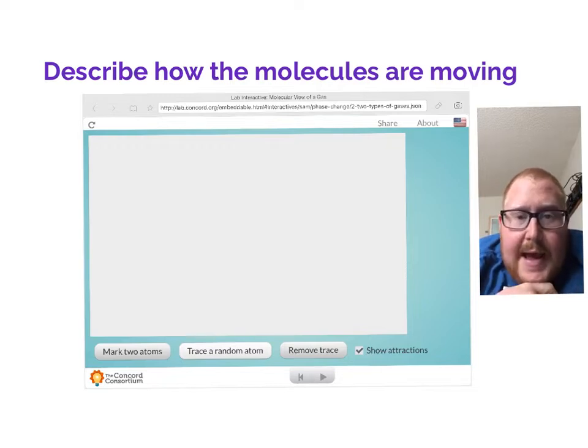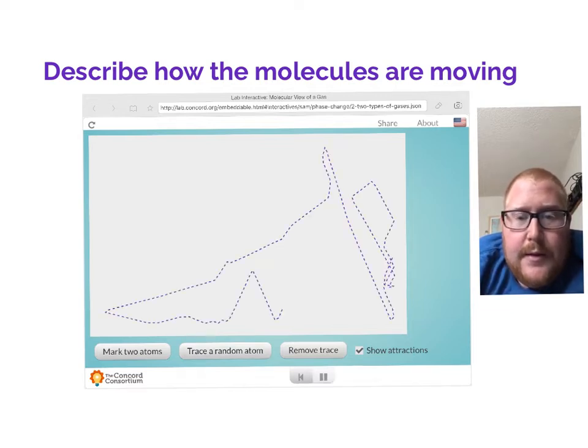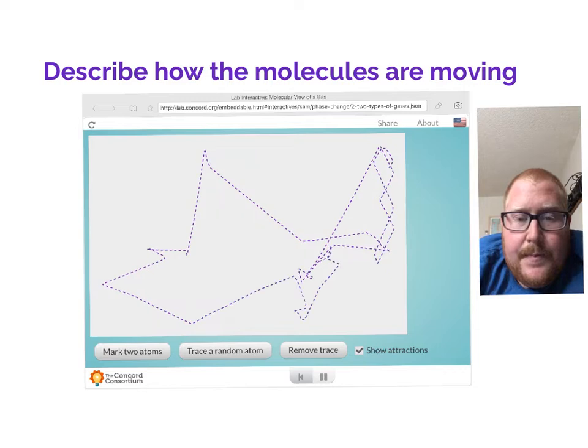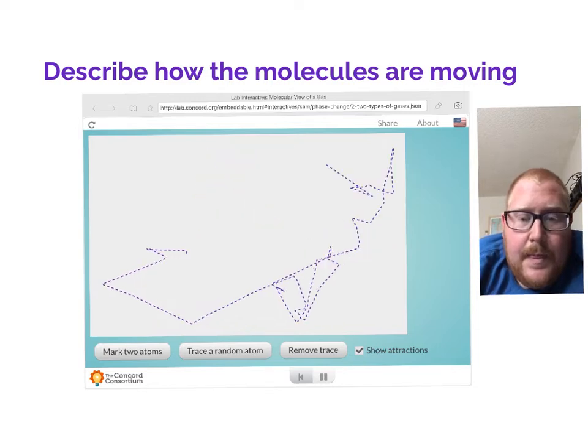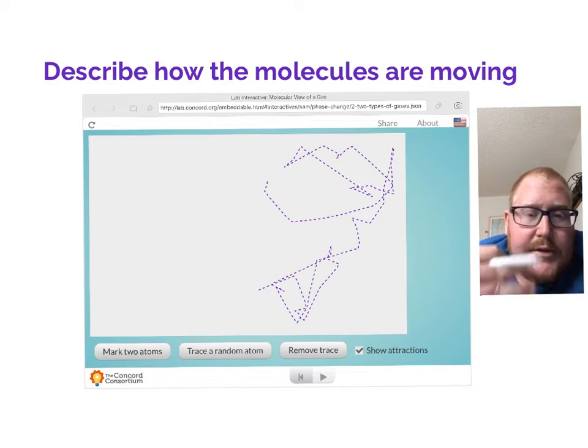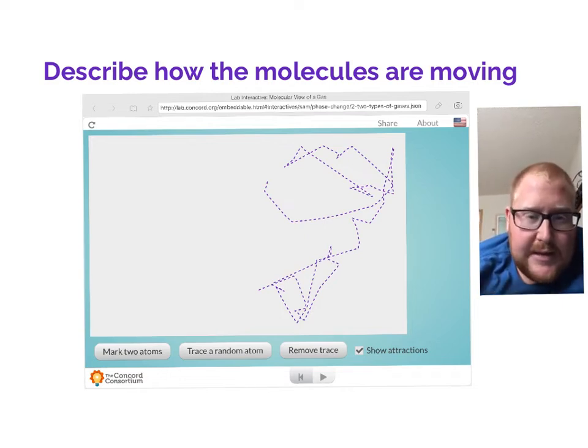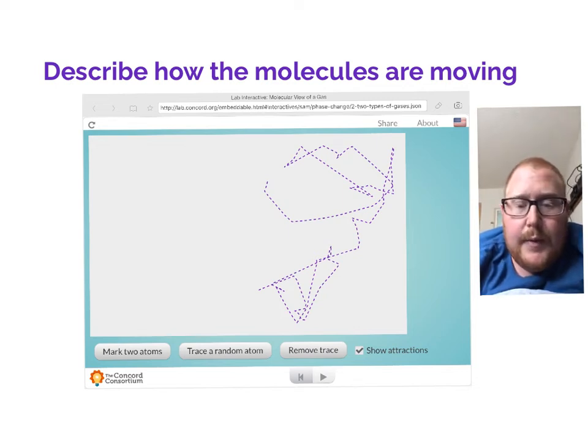Now let's take a look at a simulation of some molecules moving, and I want you to use your words to describe how these molecules are moving, and it might be helpful to just focus on one. And there's a trace on one of them just to show you what's going on. Alright, so as we go on to explain the rest of KMT, keep in mind what these molecules looked like when they were moving around.